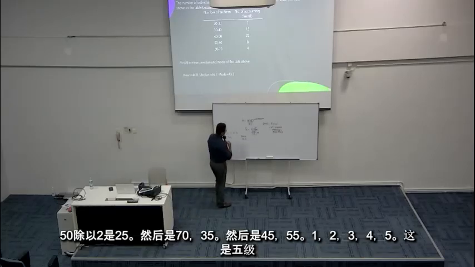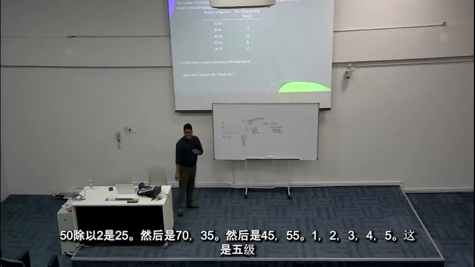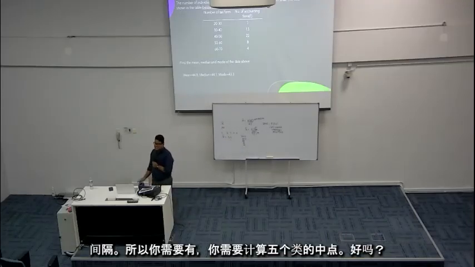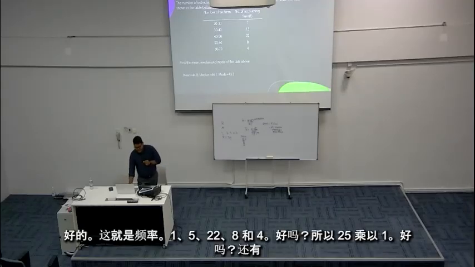And then 35, and then 45, 55. One, two, three, four, 5. This is a 5 class interval. So you need to calculate the 5 class midpoints. Okay? Alright, so this is the frequency: 1, 5, 22, 8, and 4.